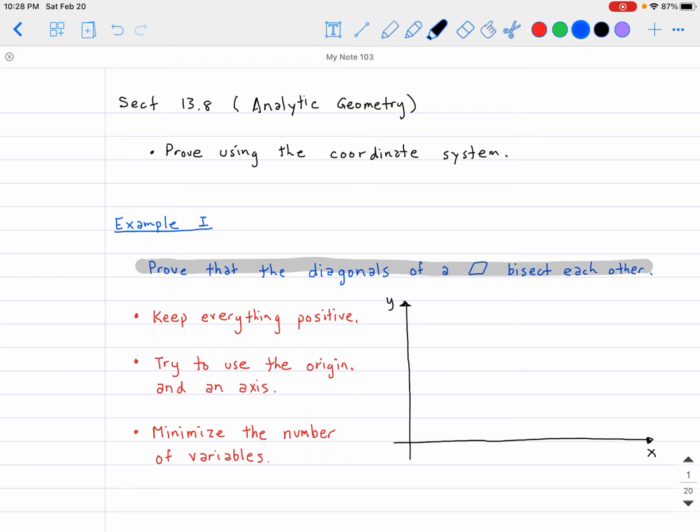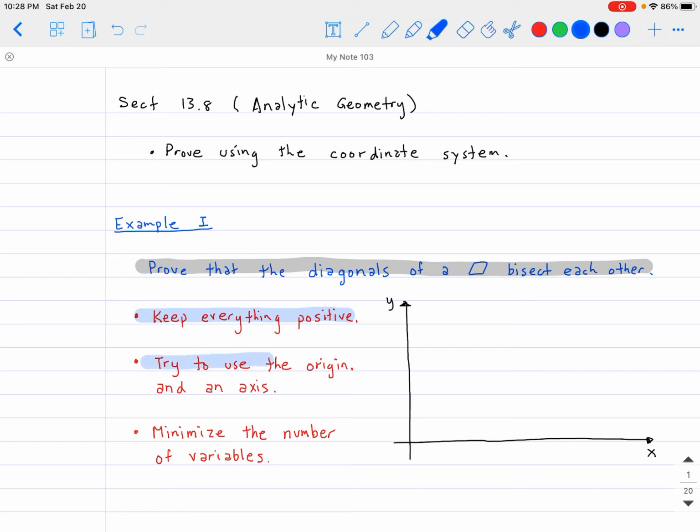Now, for all of these proofs, there are three simple rules that you should always try to follow, okay? Rule number one is that you want to try to keep everything positive if possible, meaning that if you can do it, all your coordinates should be in quadrant one, where both x and y are non-negative, because as soon as you deal with negative numbers, that makes things a little bit nasty. Since we're dealing with geometric shapes, it doesn't make sense to have any kind of length be negative, so that's why we try to stay away from the other quadrants.